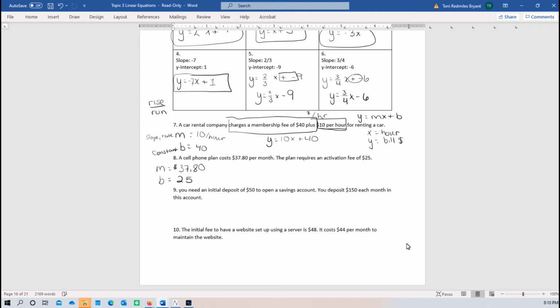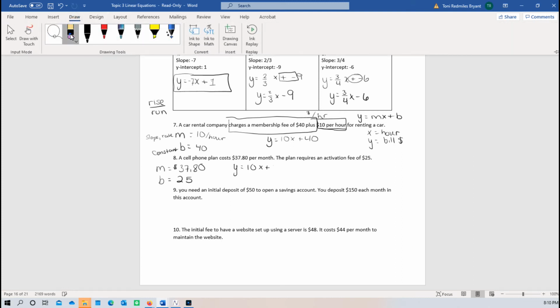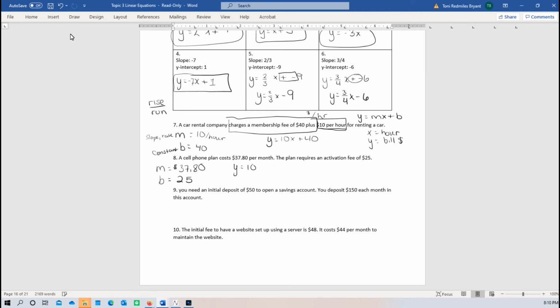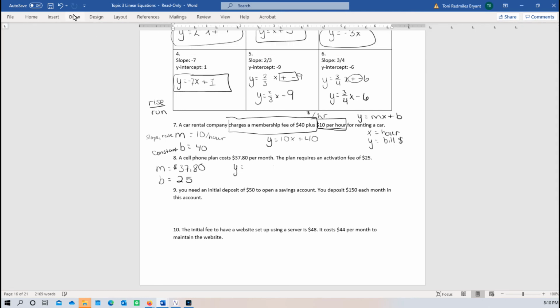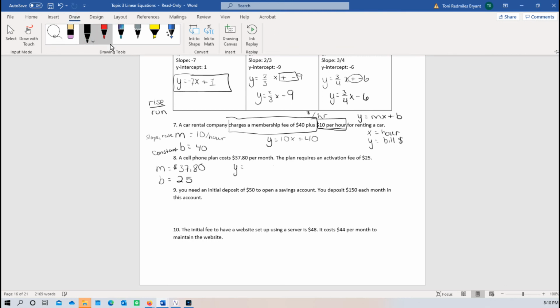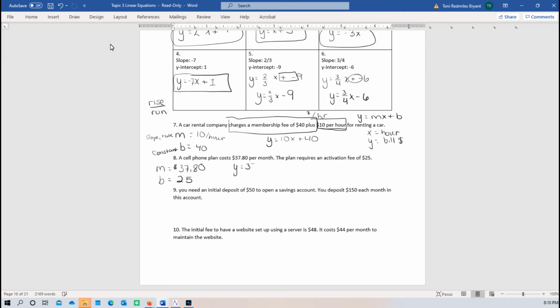Okay, so now I need to drop these things into my equation. I'm writing the last equation. So my slope is going to be 37.8. I'm going to drop the 0 so it's not as crowded in my equation. And the B is going to be 25. And I can even define my X and Y.